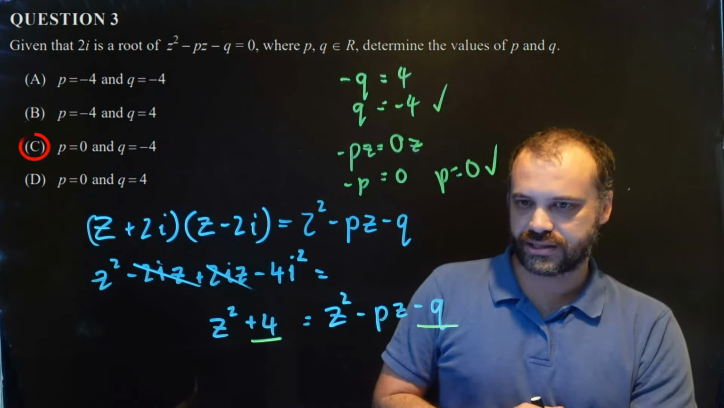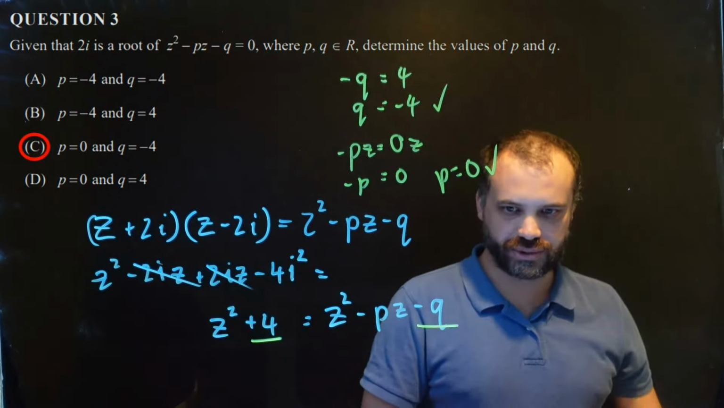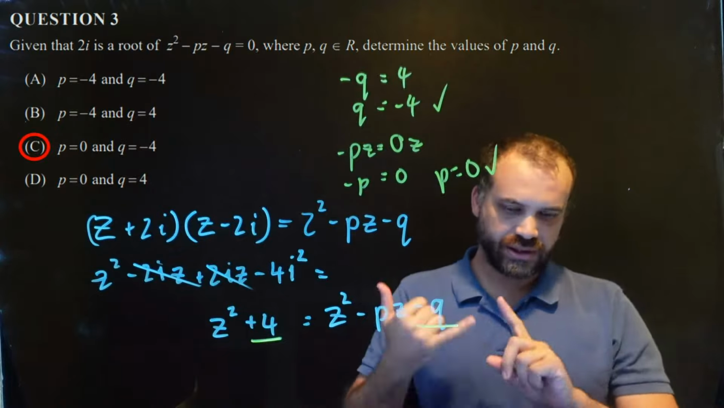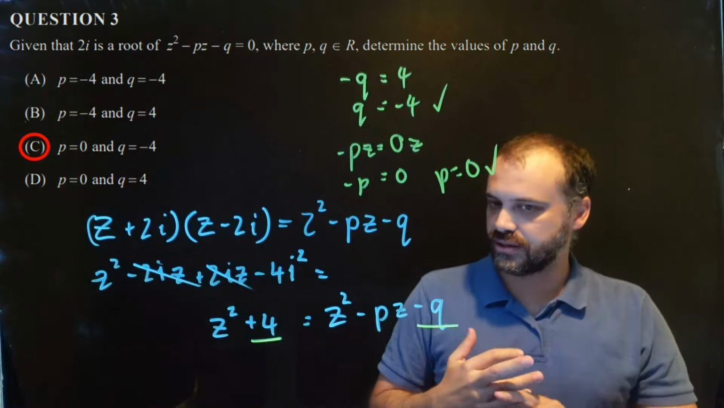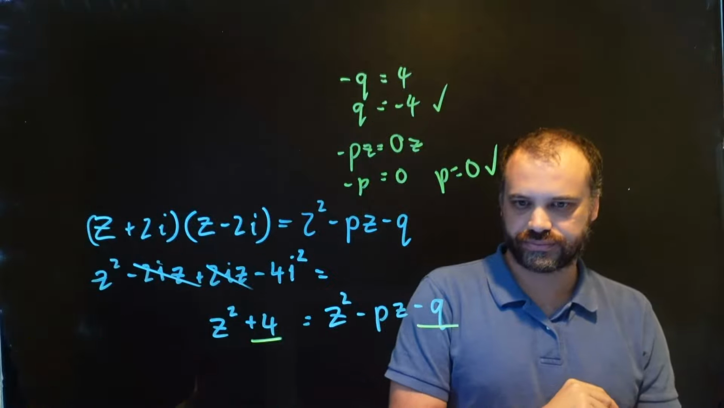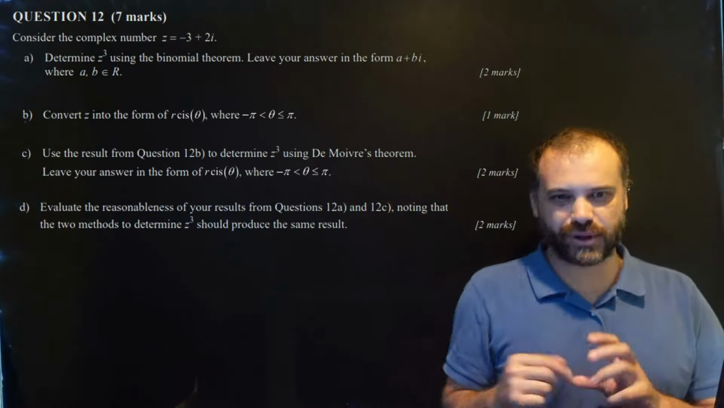Is that my answer? p is equal to 0, q is equal to negative 4. This is really an exercise in a couple of things: the conjugate root theorem and equating coefficients. Celebrate. Alright, so we've got a big old question here, with multiple parts.